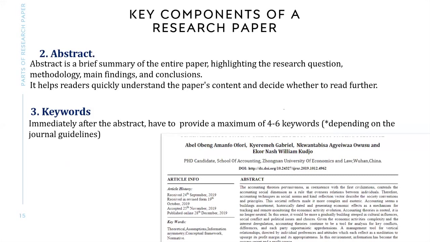Only according to the guideline, there's a maximum word count, and then you have to precisely give the summary of the entire paper. It helps the readers to quickly understand the paper's content and decide whether to read further. And the abstract should be attractive. Then the reader goes through all your paperwork according to your summarized abstract.